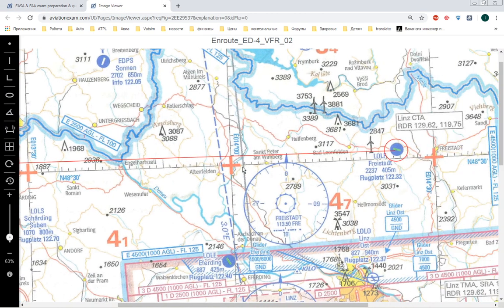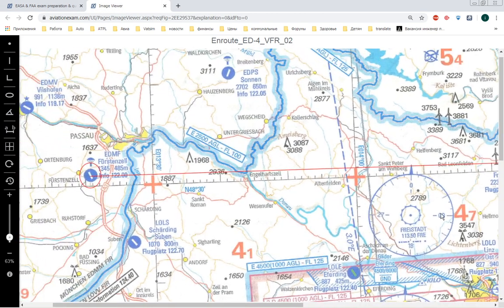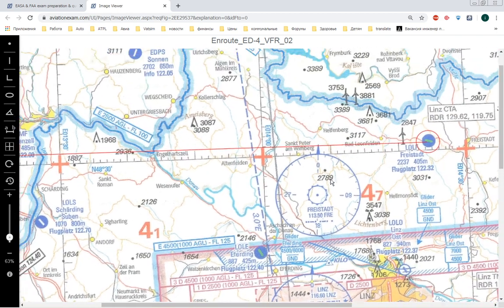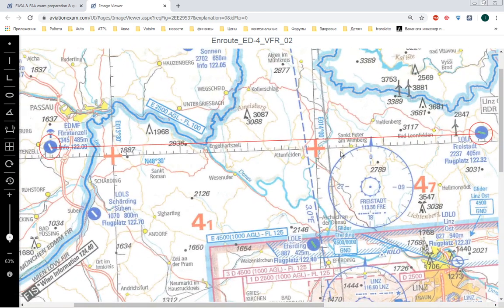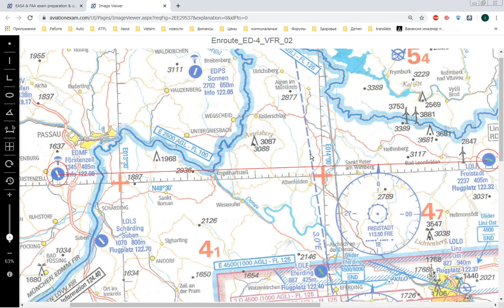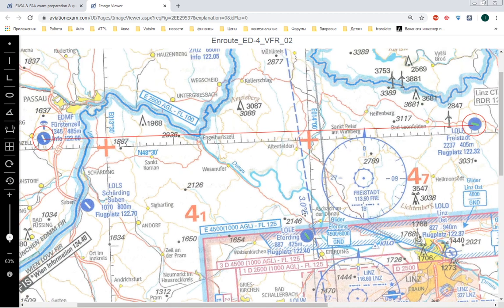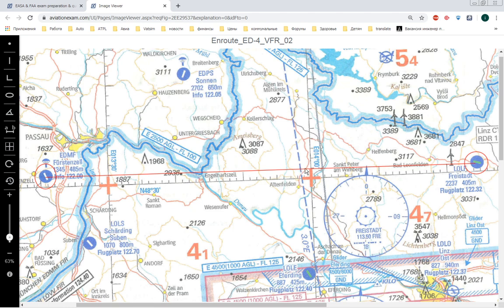So magnetic track, for that purpose we have several tools here. First of all, the easiest one is to find this kind of dashed line with variation. We see 3 degrees eastern variation. It means that if we go to the true north, we will see the needle deviate to the right, to the east.